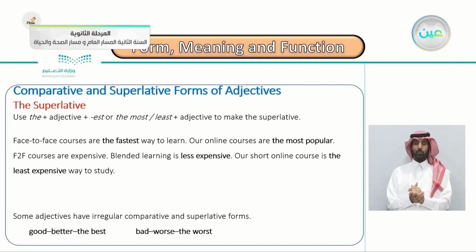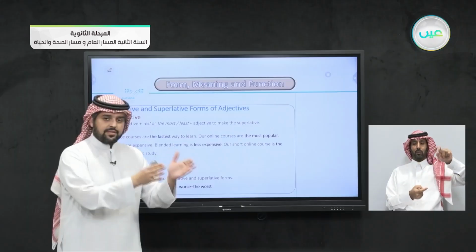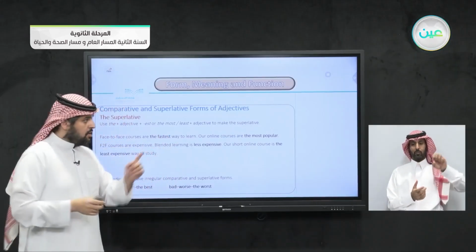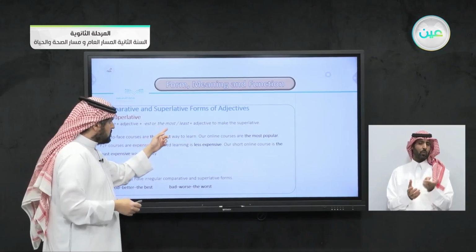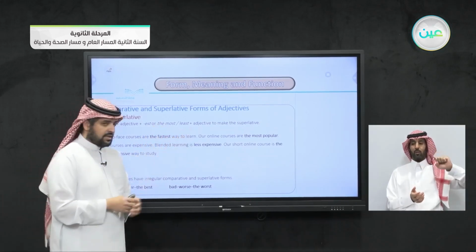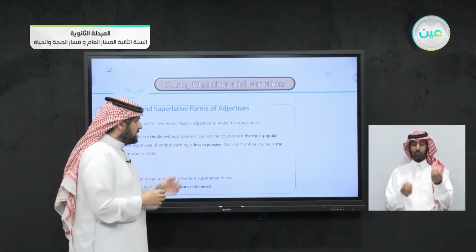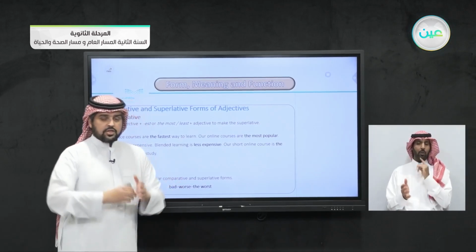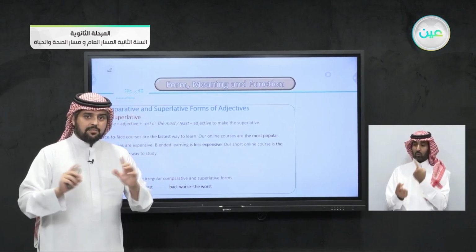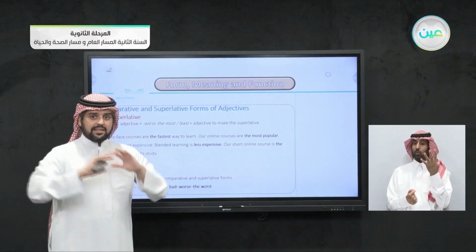Jumping to the next part, the superlative. The superlative, how do we form, how do we write the superlative? We begin with the, plus the adjective, plus est. So the, then the adjective, then the est, or we use the most or the least, and then we write the adjective to make the superlative. So a comparative is between two things, but the superlative is between one and its group.